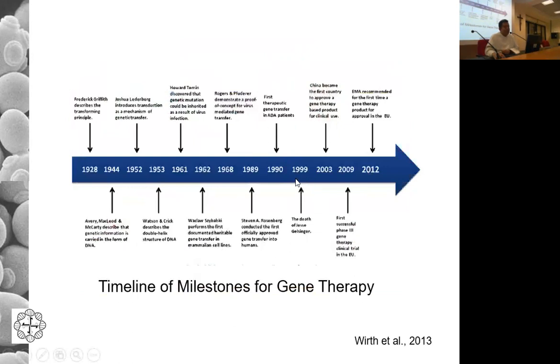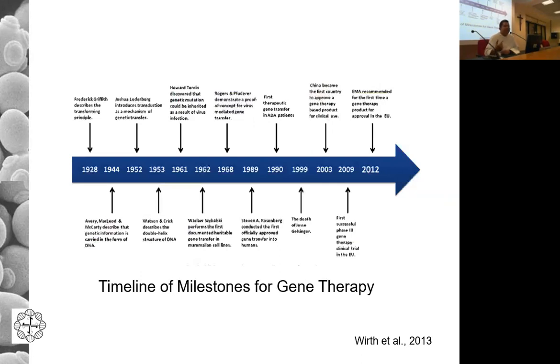You will notice the date for 1999 is incredibly significant because this marks the death of Jesse Gelsinger, the first patient who dies from human gene therapy. This happens at the University of Pennsylvania in Philadelphia.